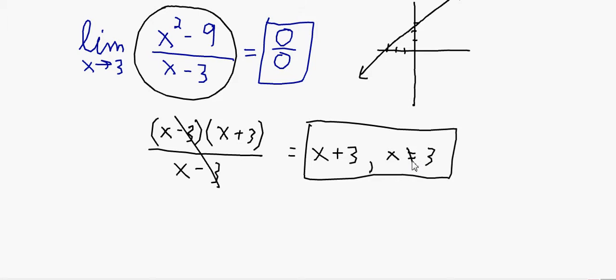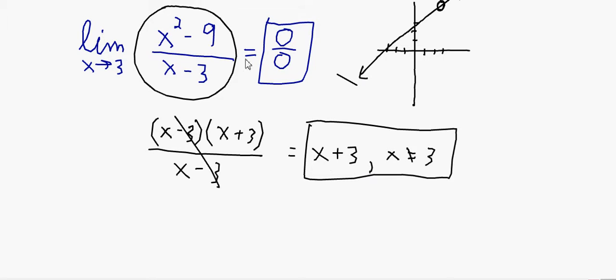Okay? But x cannot equal 3, because at 3 we get 0 over 0. So there's just a hole there. So at positive 3, there's a hole there, like that. But we don't care about what's happening at 3. We care what's happening around 3. So this is the beauty of how this all works.